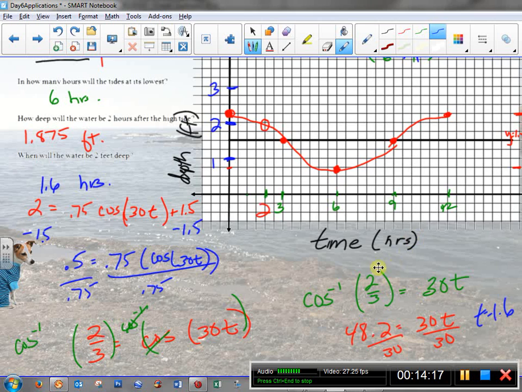You didn't have rounding instructions in this problem, but the idea was to show you how to go about doing this. Let's check to make sure that makes sense. We said that at 2 hours, the water is going to be below 2 feet. It's going to be 1.875 feet. So at 1.6 hours, it should still be a little bit higher than the 1.875 we found.